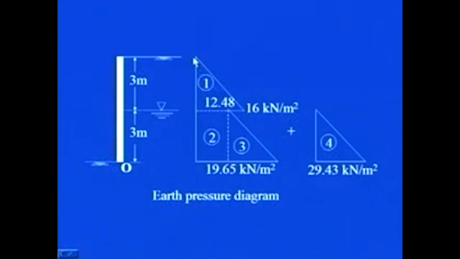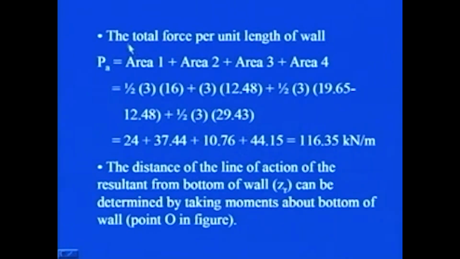So that is why I have divided it into 4 parts, that is 4 areas. Area 1 which is this triangular area, then area 2 this rectangular area, area 3 this triangular area, plus area 4 which is due to pore water pressure. So you see total force per unit length of the wall, that is total active force, is equal to area 1 plus area 2 plus area 3 plus area 4.